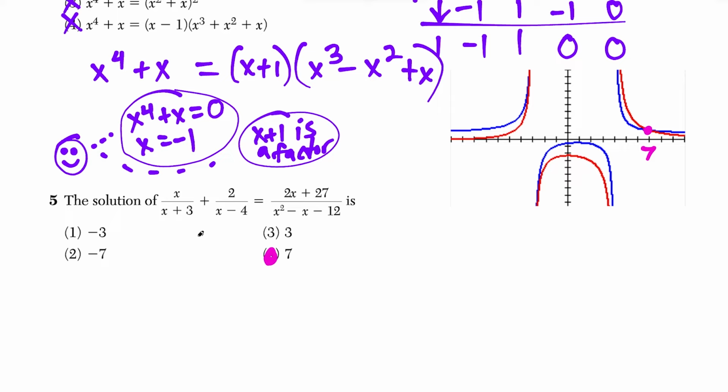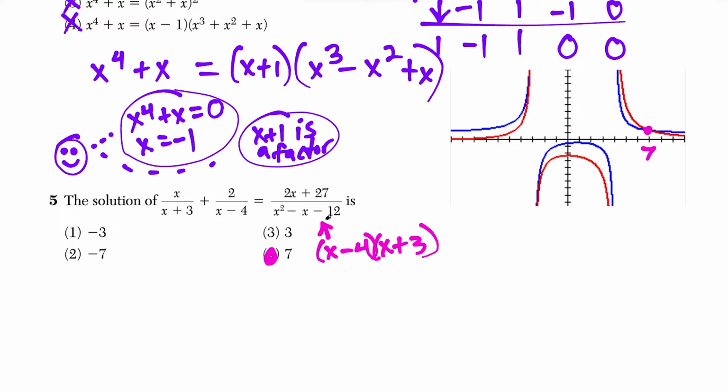But of course, we should know how to do this algebraically. But for the multiple choice, just know you don't have to show the work. But for the free response, you'd actually have to show the work here. So for something like this, if I'm doing this algebraically, I'm thinking of each denominator. And this one I factor to x minus 4 times x plus 3 because -4 plus 3 gives us -1, the coefficient of x, and -4 times 3 gives us -12.